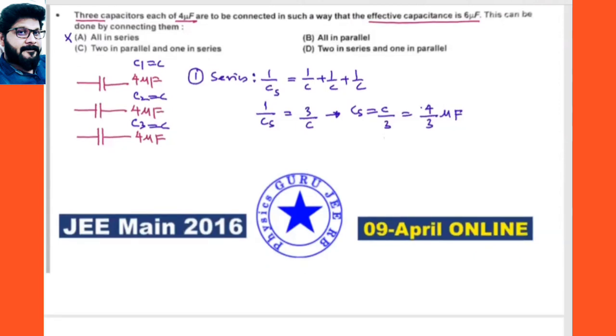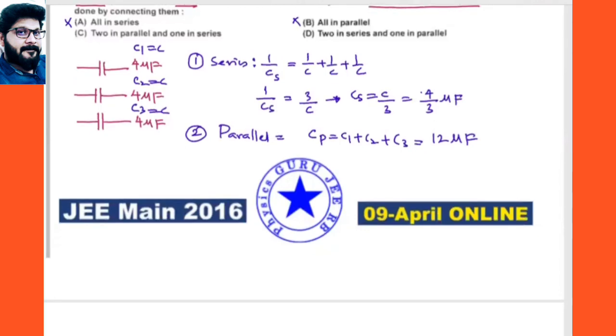All parallel, we will take the parallel combination. If I take all in parallel, I can write C parallel equals C1 plus C2 plus C3, right? So 4 plus 4 plus 4, how much is it? 12 microfarads. This is also not possible.